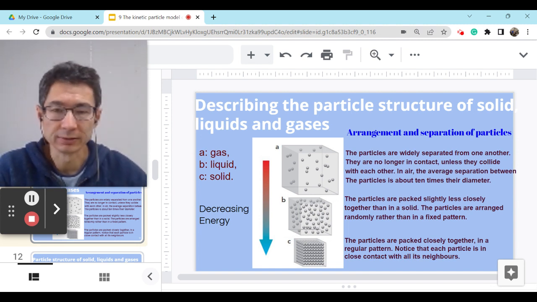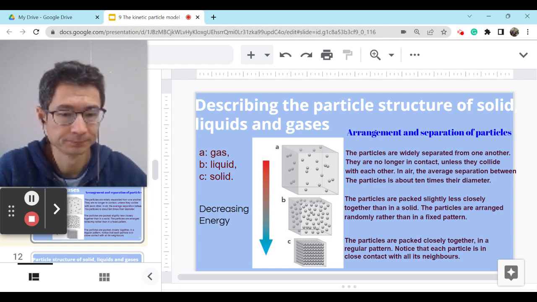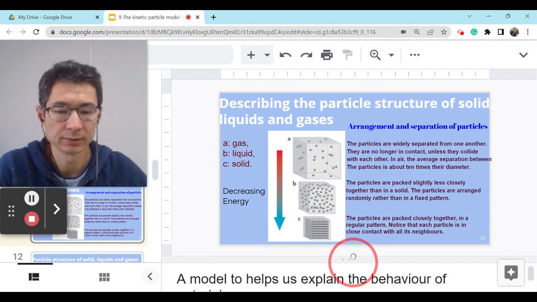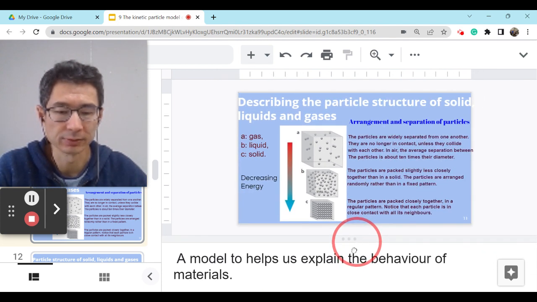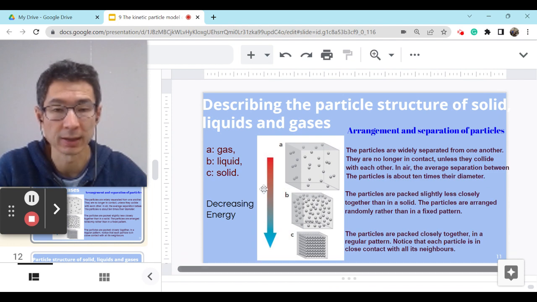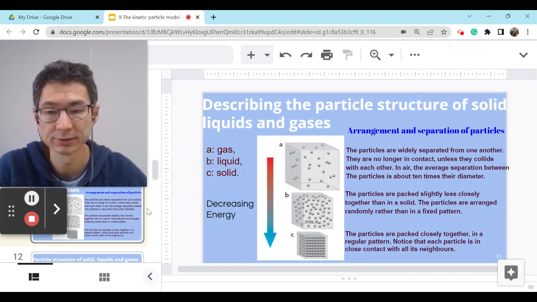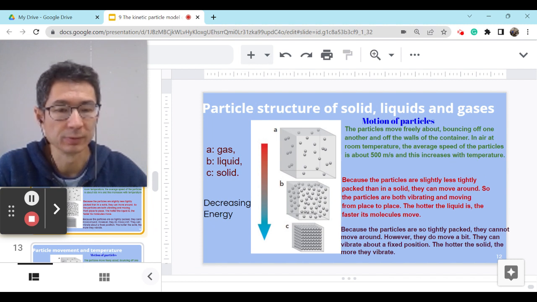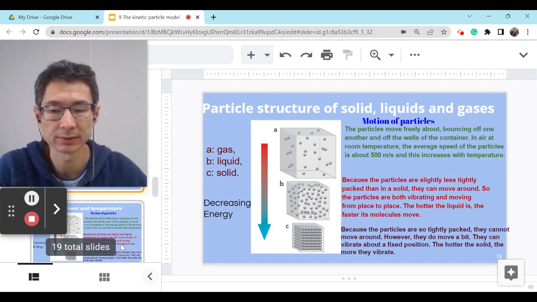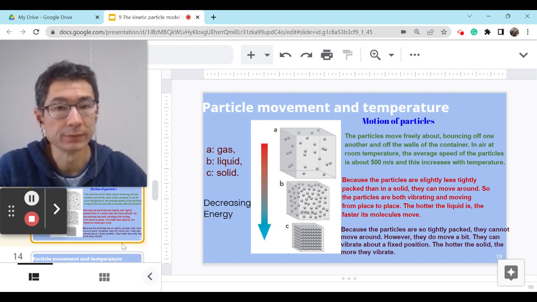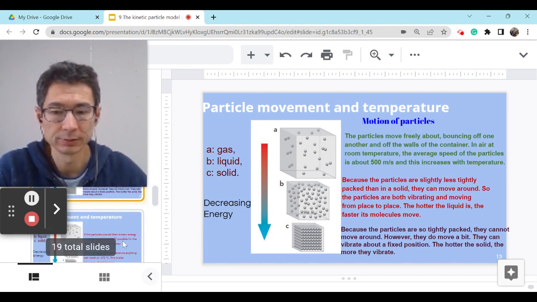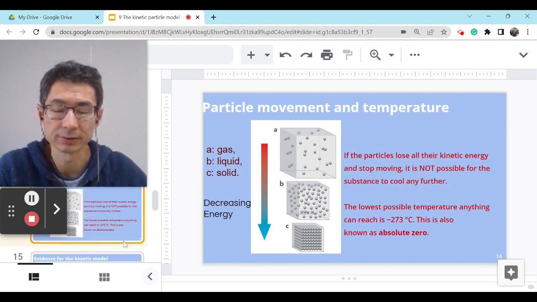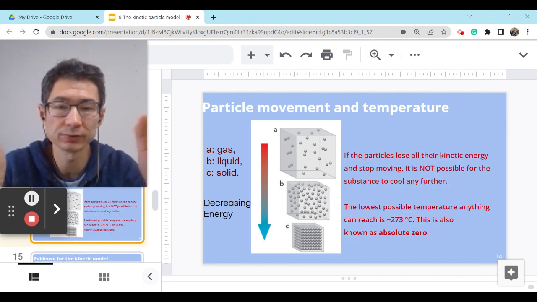I'm just checking, did I miss any words? I think not so far. So we talked about the model which explains why things are as such. Here, the motion of particles we talked about. They're all in motion. All particles are in motion, even in solids, because they have energy.